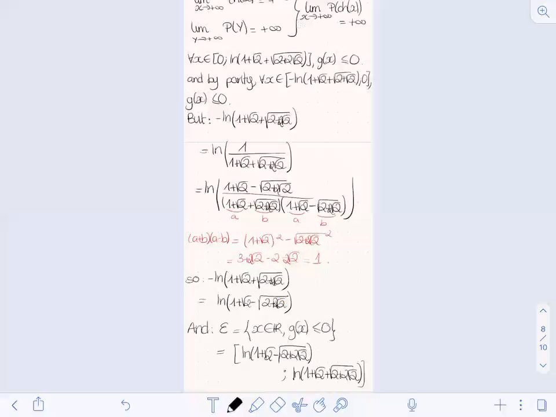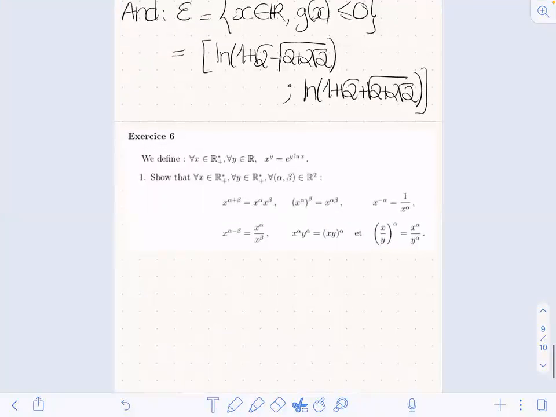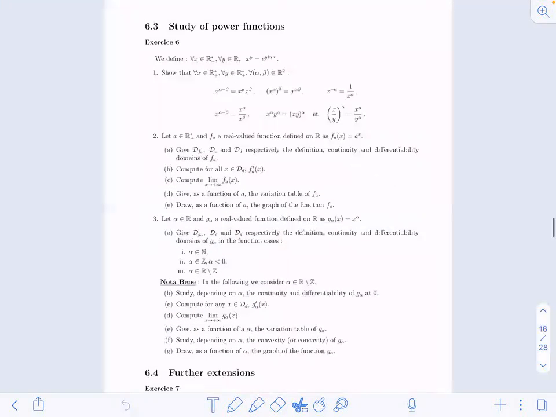We can get started again. We're going to tackle exercise 6. If you have the exercise sheet in front of you, you can see that exercise 6 is quite a long exercise. And it's going to involve studying functions that are called power functions.